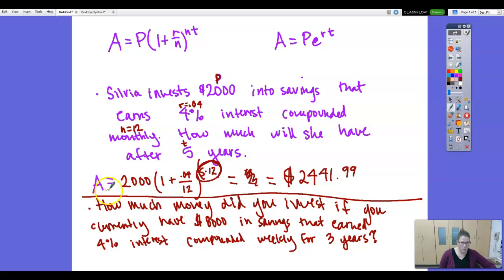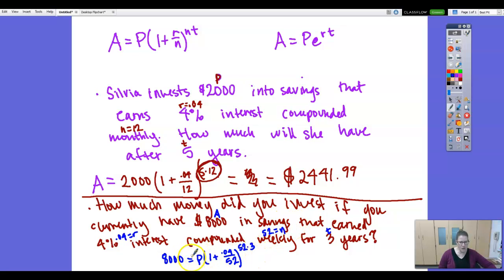So what we want to do here is decide which of our variables we have. So we know the final amount is $8,000, so that's A this time. We're looking for P, the initial investment. We know our interest rate is again 0.04, so that'd be R. It's compounded weekly, and there's 52 weeks in a year, so that'd be N. And then T is equal to 3 years. So I would put 8,000 equals P, that's the one we're looking for, we don't know that one yet, times 1 plus R, which is 0.04, over N, which is 52, and we raise that to N times T, so 52 times 3.